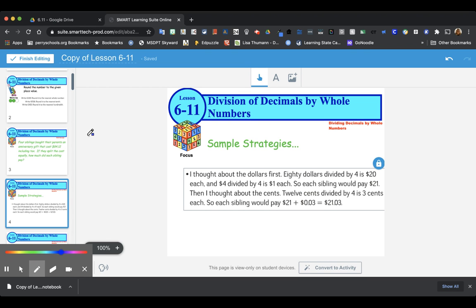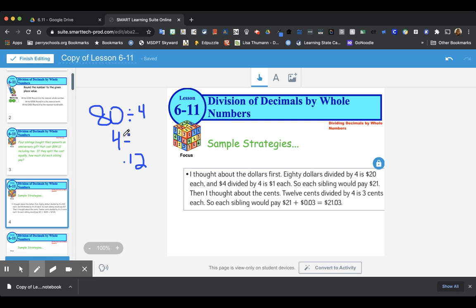And what you can do is, again, think of it. They've got 80, and then they've got 4, and then they have the 12 cents. And that's how they got the 84.12. And so they divided this part by 4, this part divided by 4, and the change was divided by 4. And that was their thinking for this. And then they added each partial quotient.